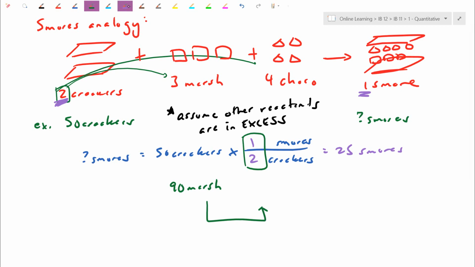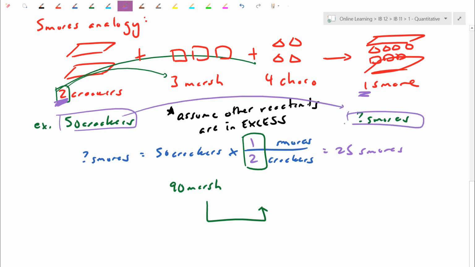What I want to show you with this analogy here is not only can we make comparisons between reactants and products, because the reactants are also in the same recipe, we can also jump reactant to reactant. So I could say, well, given my marshmallows are coming to us in a bag of 90, how many chocolates would I need? So again, this is a new example.